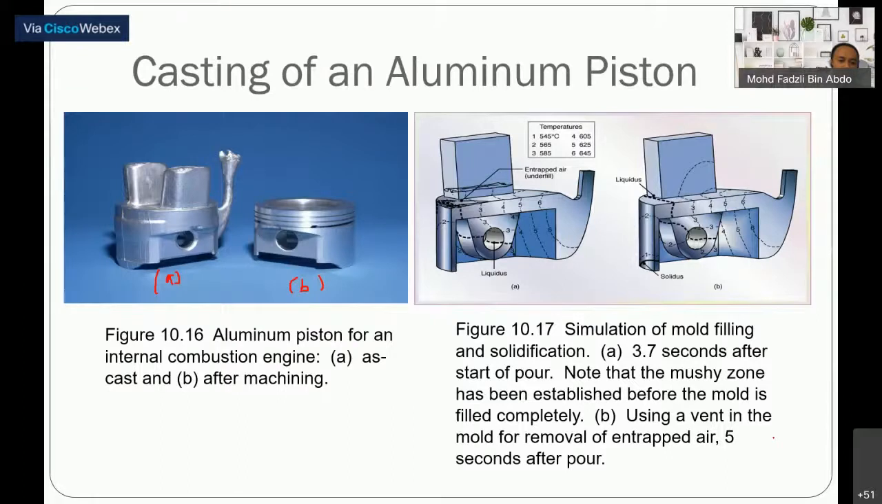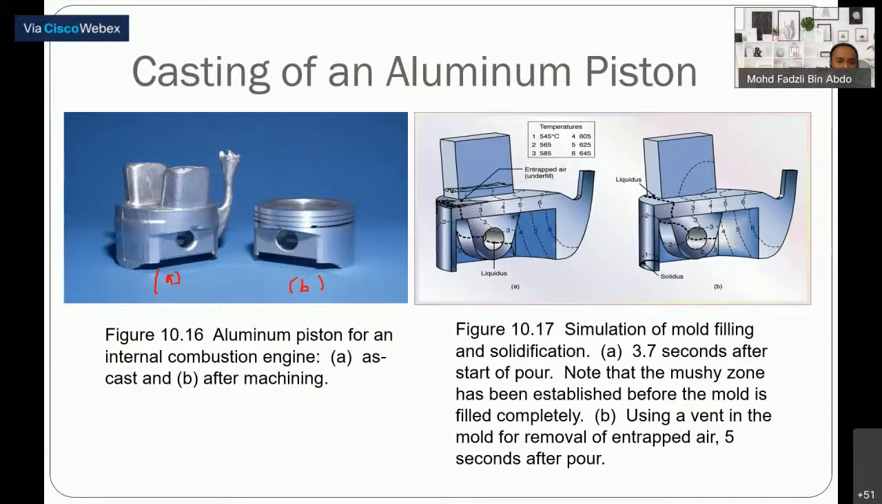Okay. Yang ni dia punya simulation of mold filling and solidification lah. Okay. Dia kata A tadi 3.7 second after start pouring. And then note that the mushy zone has been established before the mold is filled completely. Using a vent untuk B yang ni. Using a vent in the mold for removal of trapped air, 5 second after the pour. Ini adalah selepas 5 second.